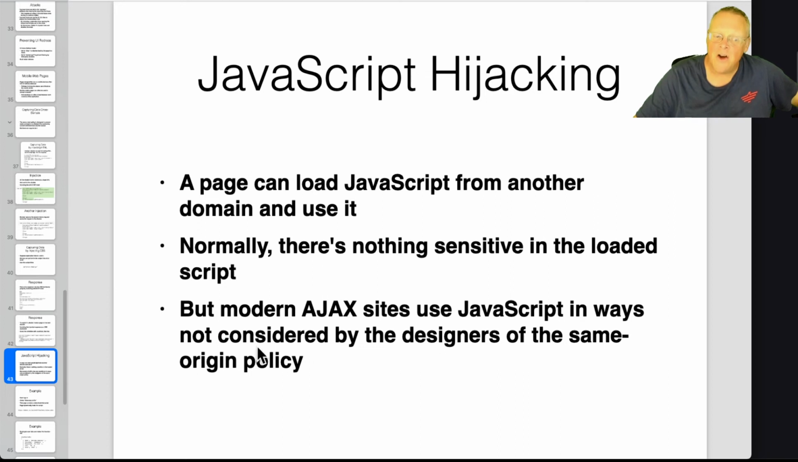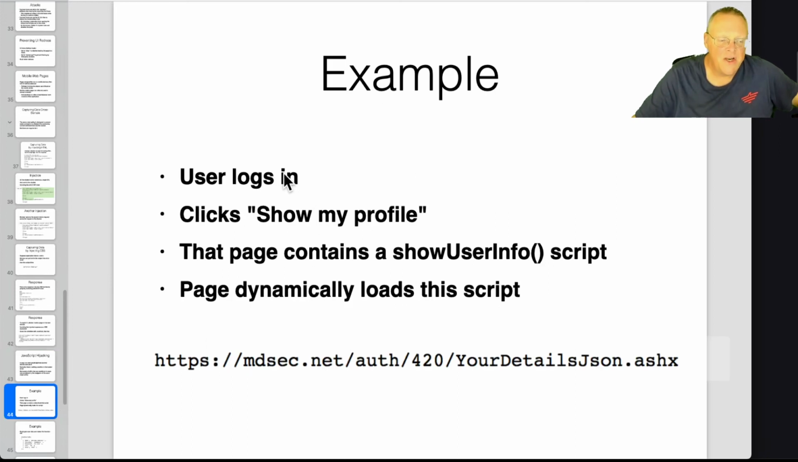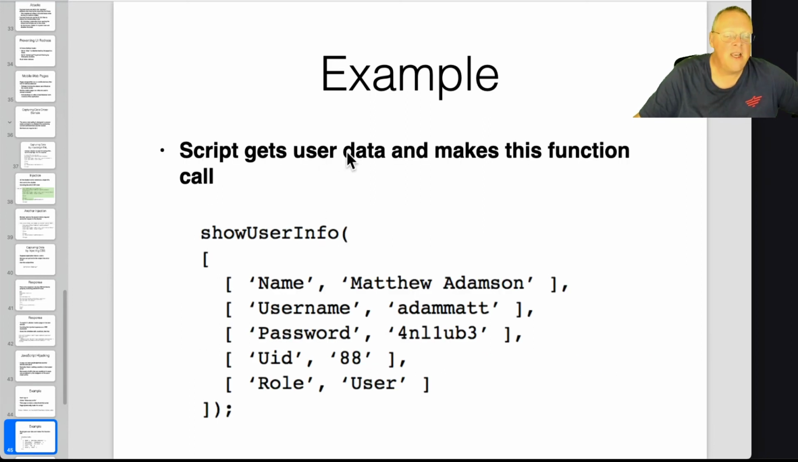But the problem is modern Ajax sites do use JavaScript to handle sensitive code. So here's an example. User logs in and clicks Show My Profile. Now, if it was an old-fashioned page, it would show you a static profile page. But if it's a modern page, it will dynamically load this script, your details, in JSON ASHX, Microsoft scripting, and that will get your user data and make this function call, showUserInfo, with all this sensitive data in it.